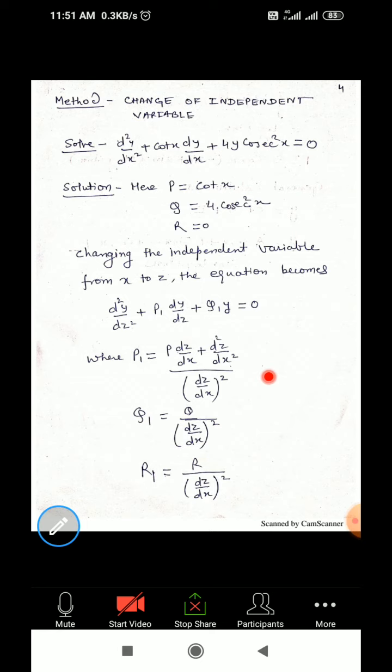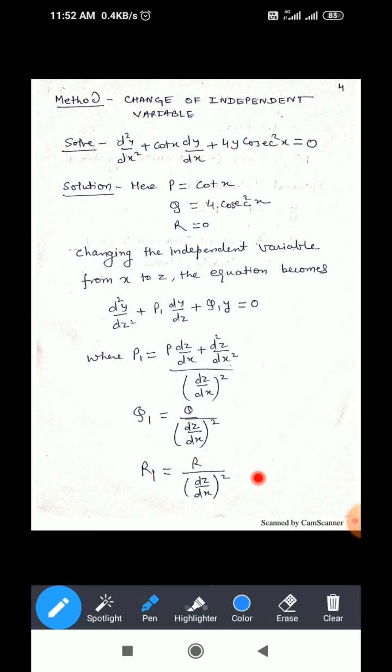In this method, we change the independent variable from x to z, then the equation becomes d2y by dz square plus p1 dy by dz plus q1 y equal to r1, where p1 is equal to (p dz by dx plus d square z upon dx square) upon (dz by dx) whole square, q1 is equal to q upon (dz by dx) whole square, and r1 is equal to r upon (dz by dx) whole square.